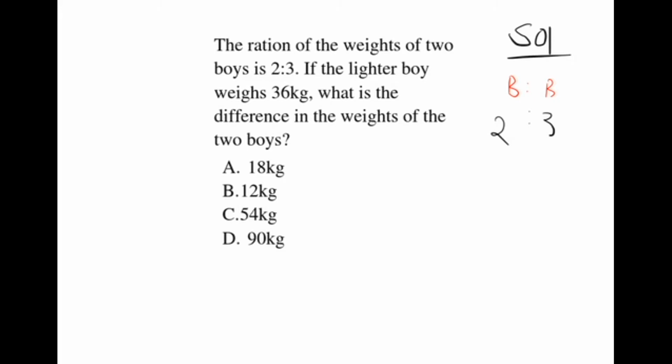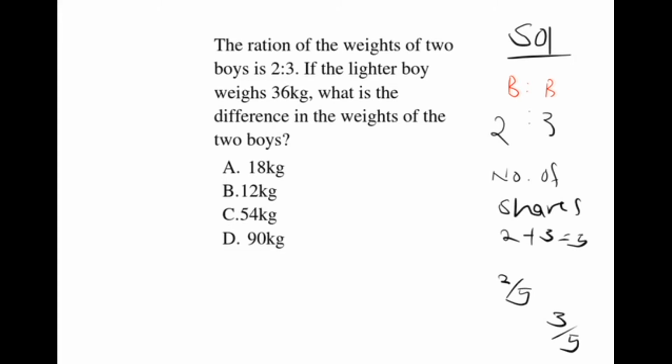Then we are told that the lighter boy weighs 36 kilogram. The lighter boy has 2, then the heavier boy will have 3. Therefore, the number of shares here is 2 plus 3, that is 5. So the lighter boy is 2/5, while the heavier boy is 3/5. And then you are asked, what is the difference in the weights of the two boys? You are told that the lighter boy weighs 36 kilogram.